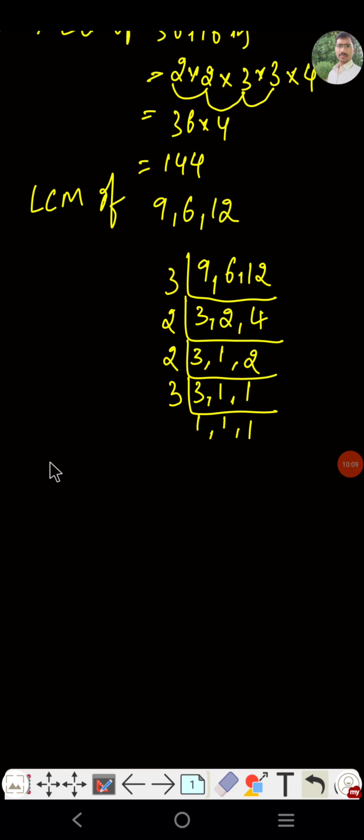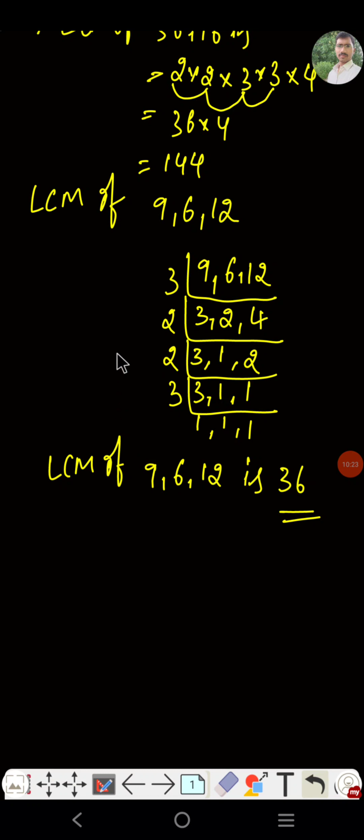That means the LCM of 9, 6, 12 is how much? 3 twos are 6, 6 twos are 12, 12 threes are 36. So 36 is the LCM of the given 3 numbers. Is it clear?